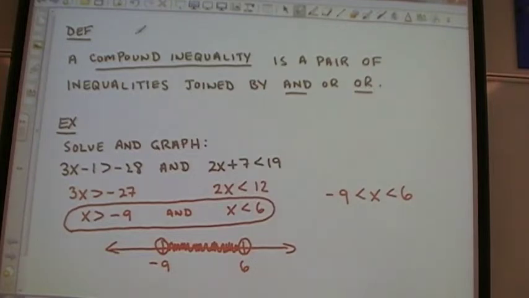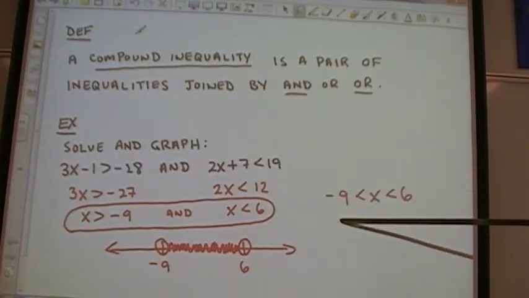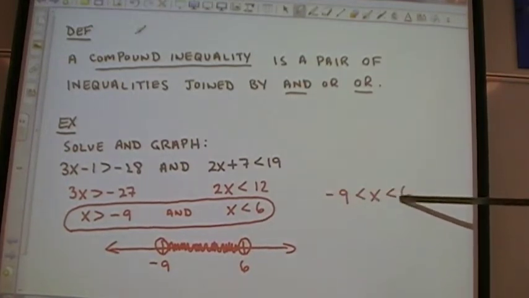In the first example, solve and graph the compound inequality. 3x minus 1 is greater than negative 28 and 2x plus 7 is less than 19. So what you do when it's separated, most of the time you'll see and inequalities put together as one big inequality, like this right here. You won't actually see the word and, but you know this is an and inequality. Yes? Is that negative 18? That is negative 28. Okay.